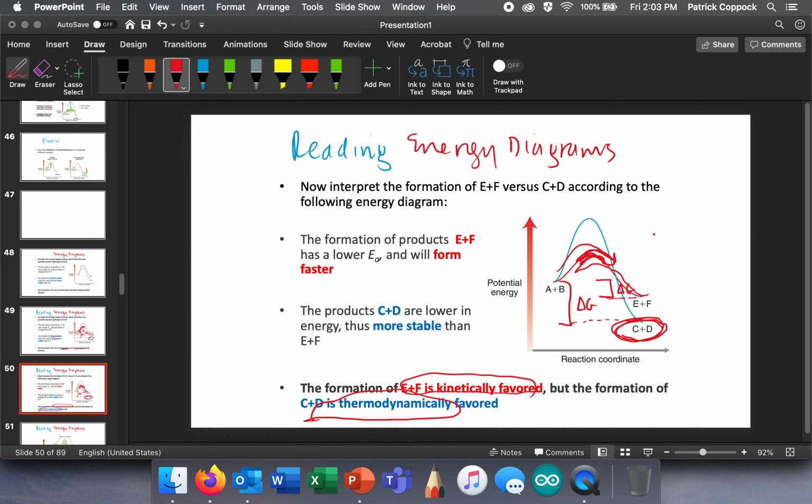So again, we've got these two features of a curve. We've got the delta G, which is here, and the activation energy, which is here. The lower the activation energy, the faster the kinetics. And the bigger the difference in free energy, the more stable, the thermodynamics.